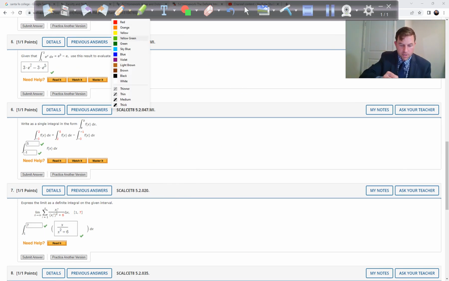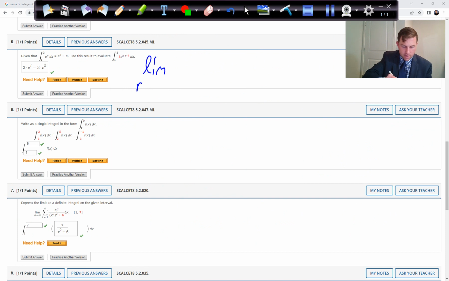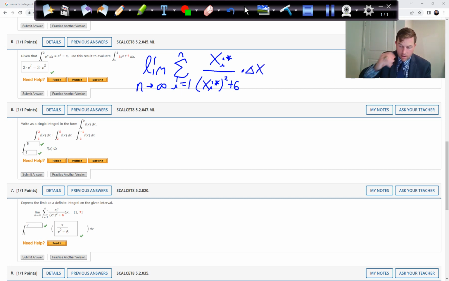Okay, problem 7 is another one where we want to translate a limit as n goes to an infinite number of rectangles of the summation. So we've got a bunch of rectangles starting at 1 going to n, and the width of each rectangle is xi star divided by xi star squared plus 6, all times delta x. And the interval goes from 1 to 7. Well, that's A and that's B.